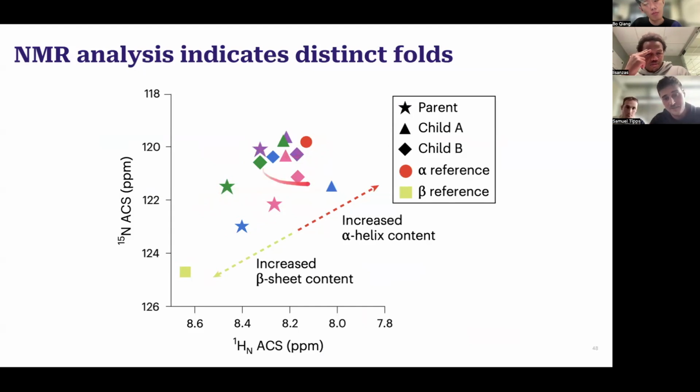And all of the children designs are shifted towards this top right quadrant. So, between the AlphaFold models, the NMR structures, and these HSQC data, we know that our parent designs adopt our alpha beta fold with atomic level accuracy, and our children designs are highly likely to be adopting this alpha helical fold.